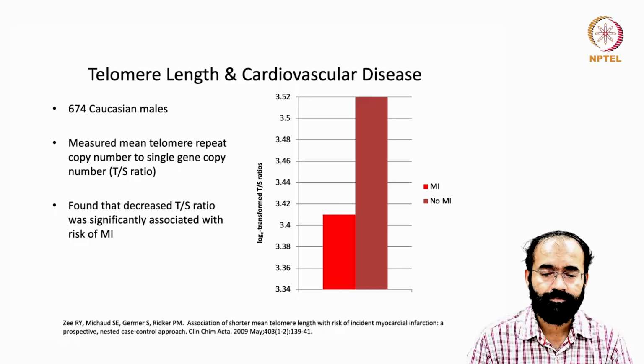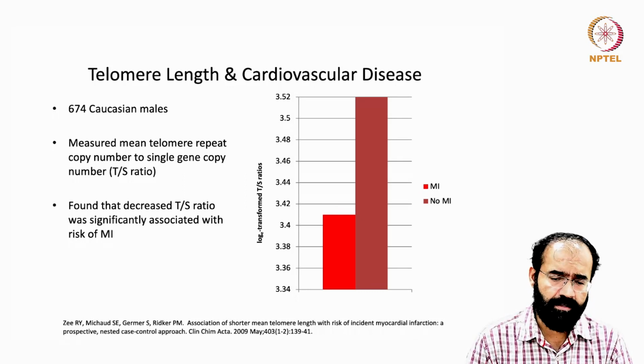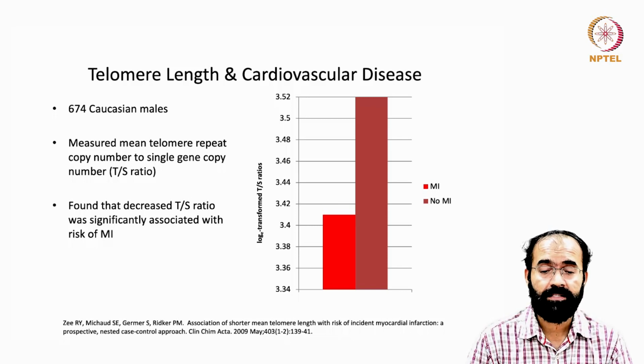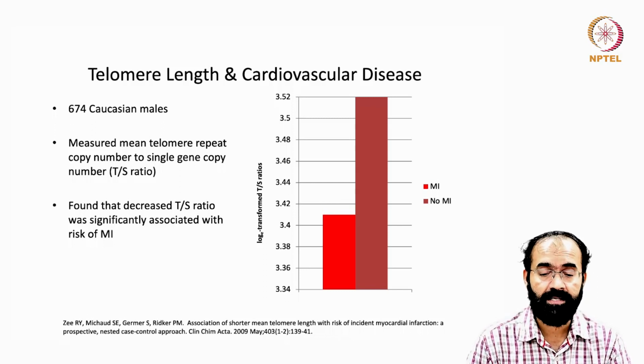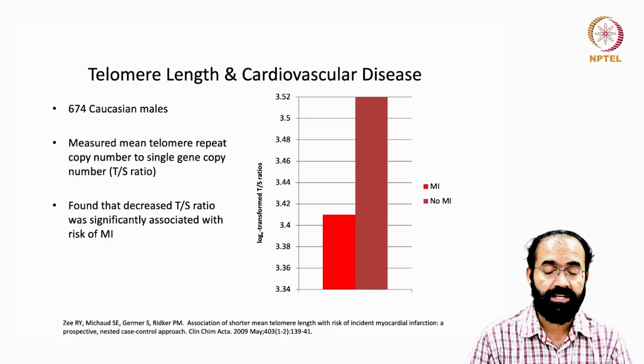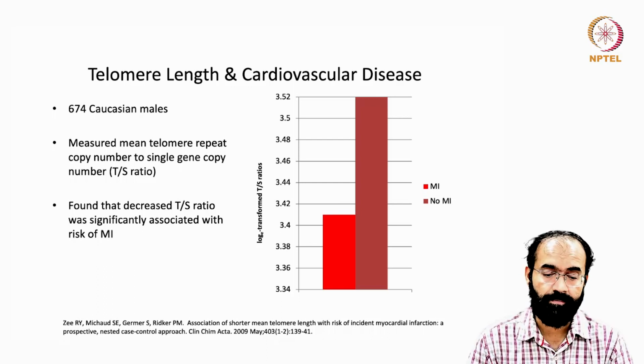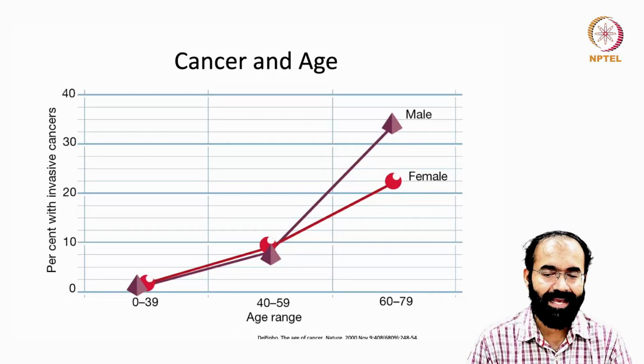You can see that this is represented in terms of log value, like TS ratio on the y-axis. As the TS ratio is lower, you can get a higher chance of myocardial infarction, and if the TS ratio is larger, then it can decrease the chance of having myocardial infarction. And this is also connected with age.